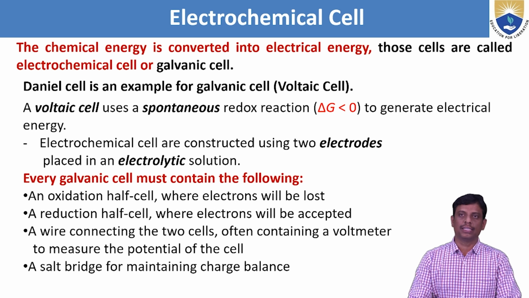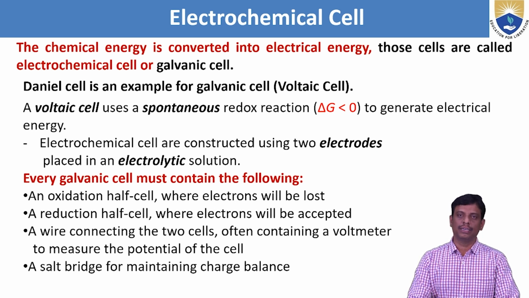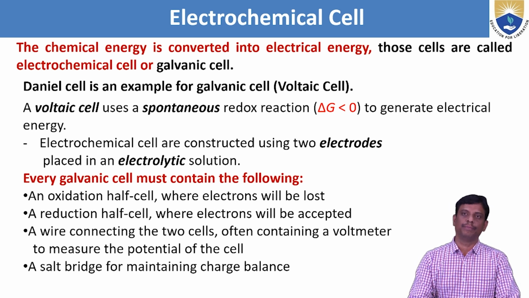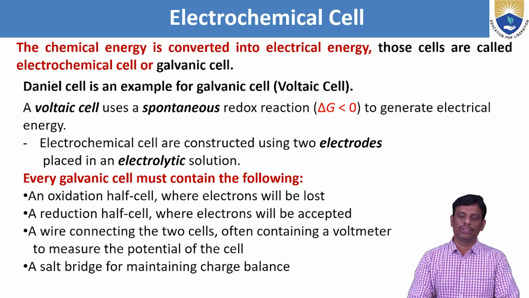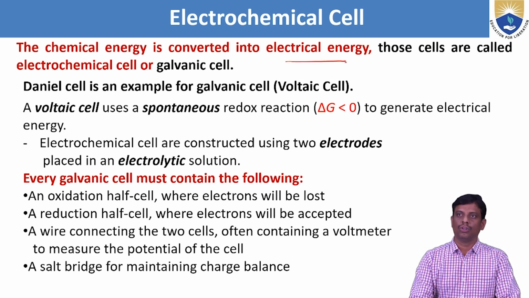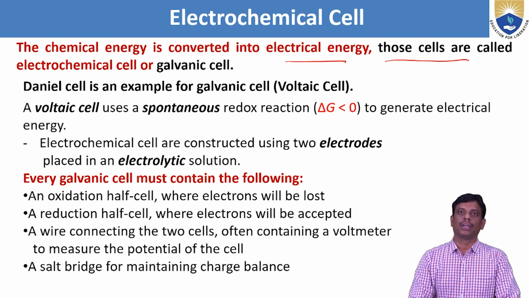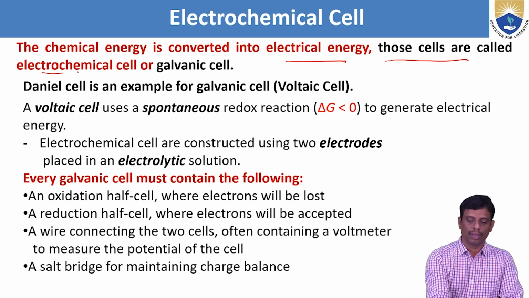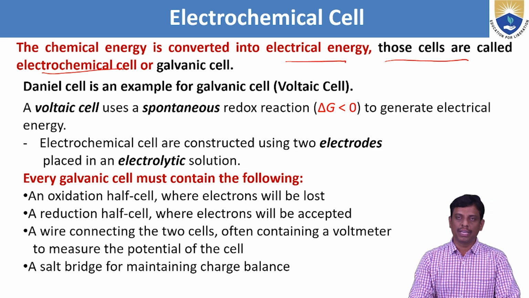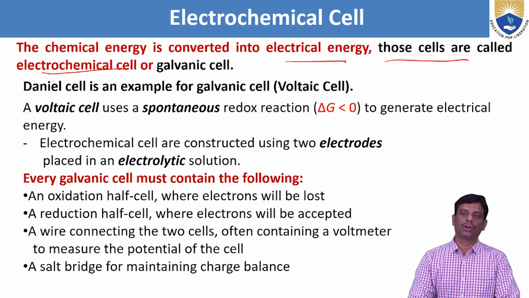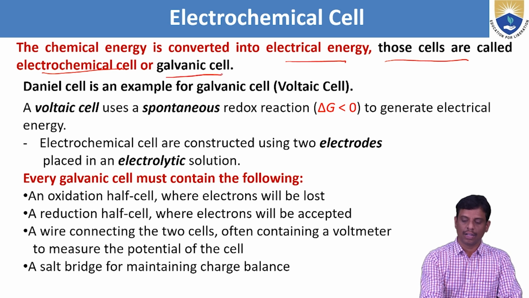The electrochemical cell is nothing but a cell where chemical energy is converted to electrical energy. Those cells we are going to classify as electrochemical cells. When chemical energy is converted to electrical energy, those cells are called electrochemical cells. Then we can say that it is a galvanic cell.